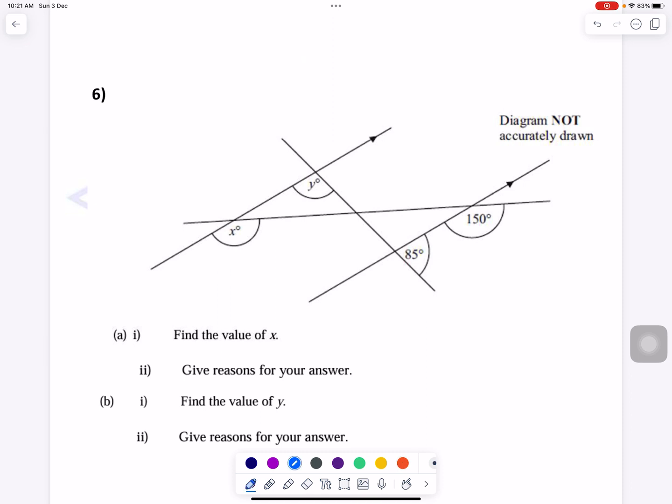Slowly. So first of all, look at this straight line. If this is a straight line, then this angle will be what? Because the angle on a straight line is 180 degrees. So 180 minus 150 is what?